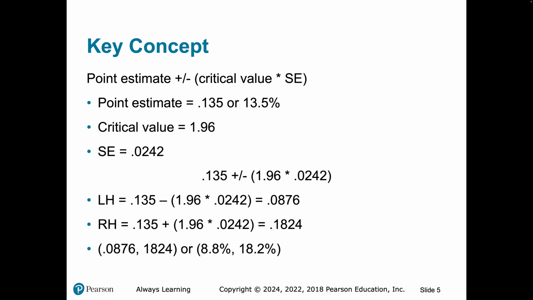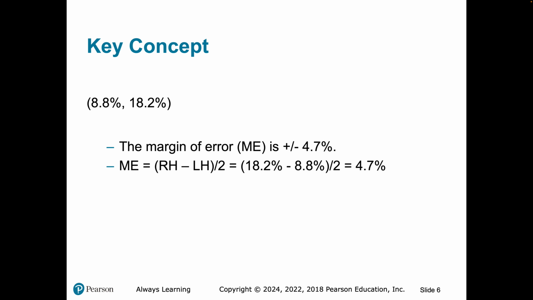So you can see as a proportion, a decimal, we get 0.0876. That should actually be, there's a typo right here, that should be 0.1824, not 1824. And then as a percentage, we have 8.8% to 18.2%.